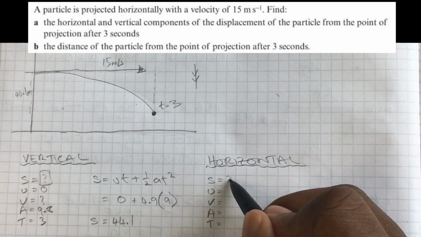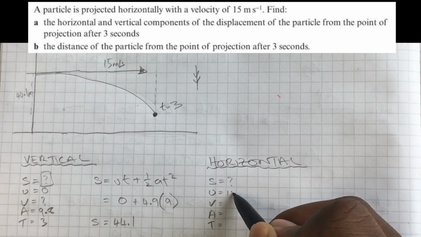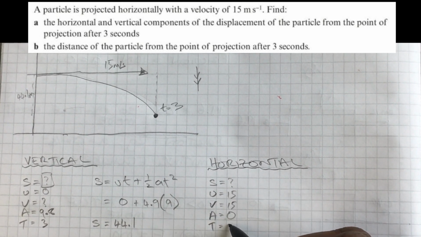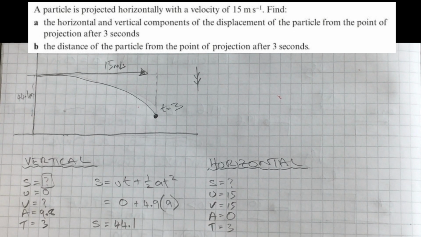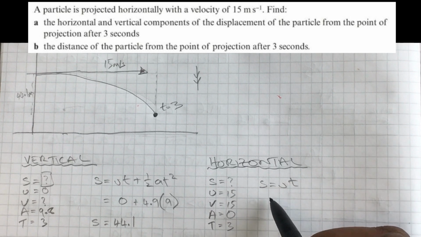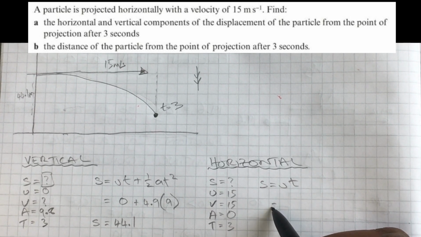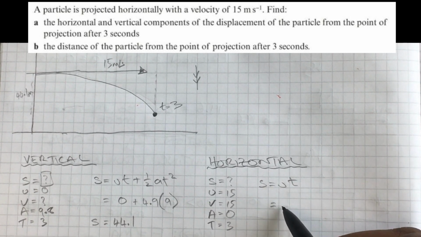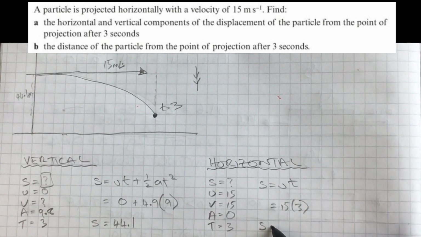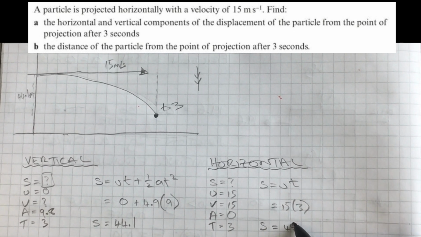We're looking for the displacement. The initial velocity is the 15. Final velocity is also 15. And we know that the time is going to be 3 seconds. Similarly, we can go ahead and use S equals UT. We don't have to use the whole equation as we saw last time. S equals UT will be fine. 15 times 3 gives us 45.